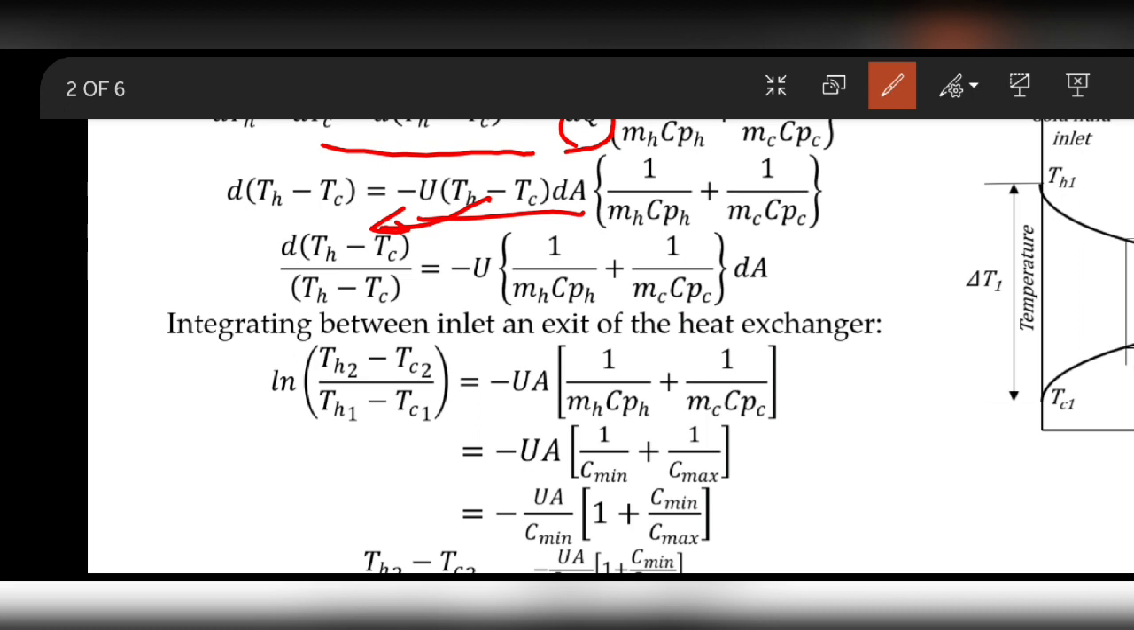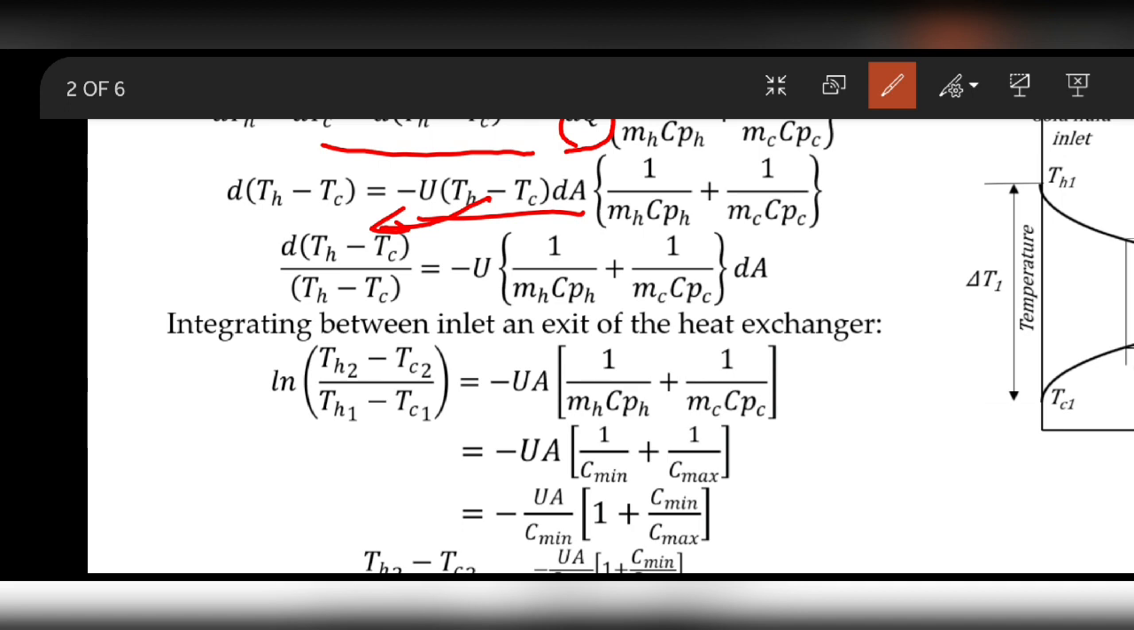Now I'll integrate between the limits. As we know, for integration the limits are temperatures. For the hot fluid at inlet it is TH1 and outlet TH2, for the cold fluid it is TC1 and at outlet TC2, and the area starts from the left at 0 and goes to a maximum of capital A. So these are the limits which we need to apply.